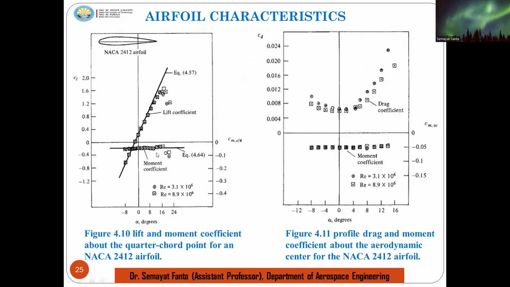So these two graphs indicate the CL versus alpha and the CM versus alpha graph for quarter chord, the first, and the second indicates the drag and the moment coefficient. The vertical axis indicates the drag, and the horizontal is the alpha. And also the moment coefficient CM about aerodynamic center.